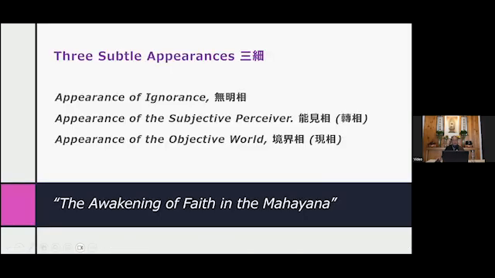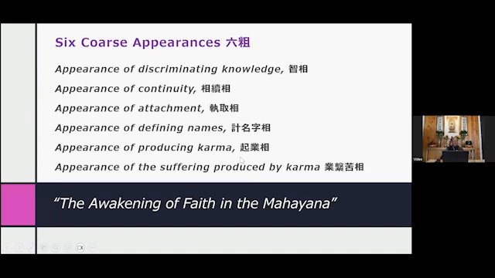So we need to reverse. This is from the Awakening of Faith in the Mahayana, which explains the process from pure enlightenment and how it generates ignorance, generates subjectivity and objectivity. It's called the 3 subtle appearances. And then from that, it generates the appearance of discriminating knowledge, the appearance of continuity, and all the way to the suffering produced by karma. So for us, we need to practice.